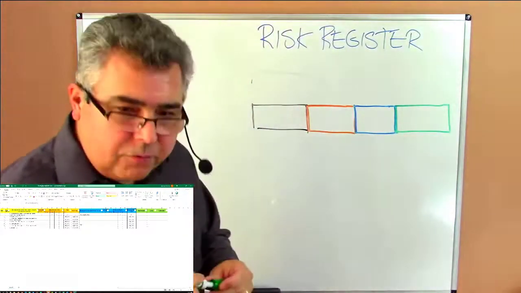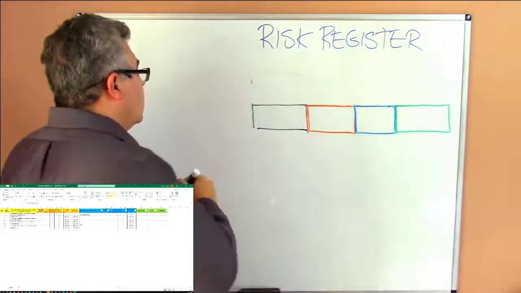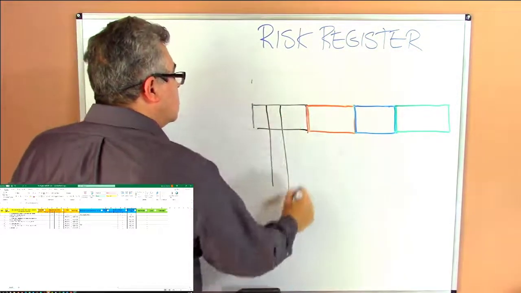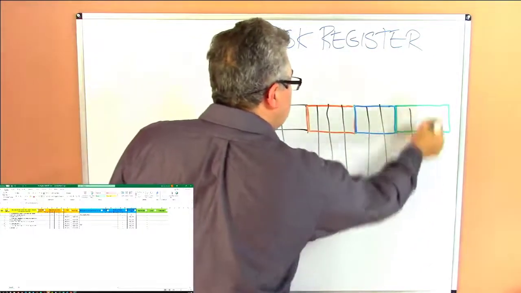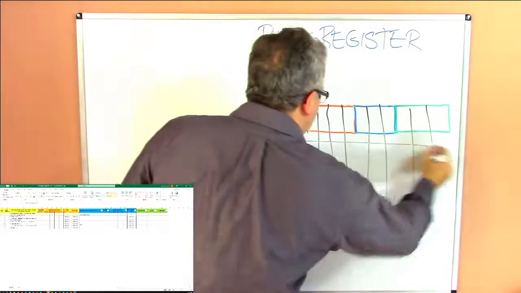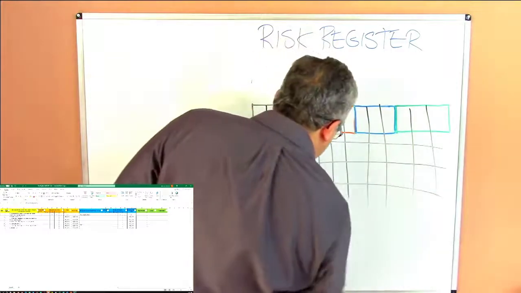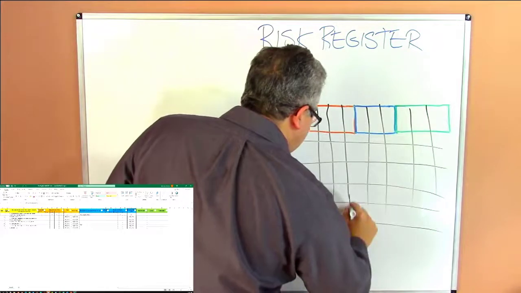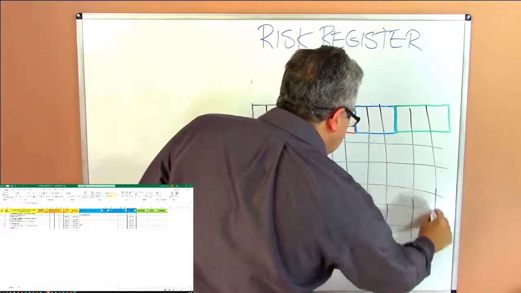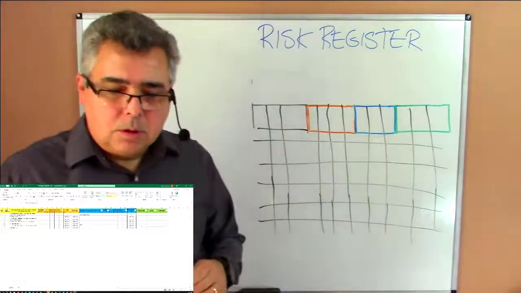In each of those areas, we have some columns. The number of columns depends on the area, okay? And we have lines that we register. So that's simply a table.